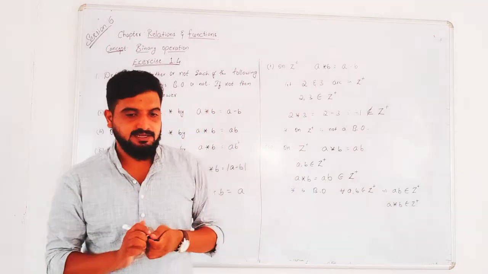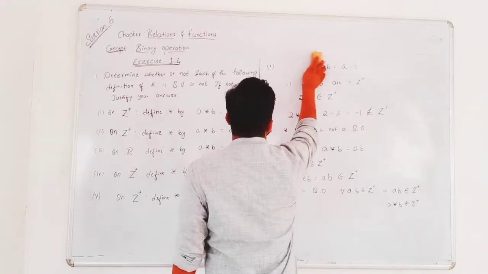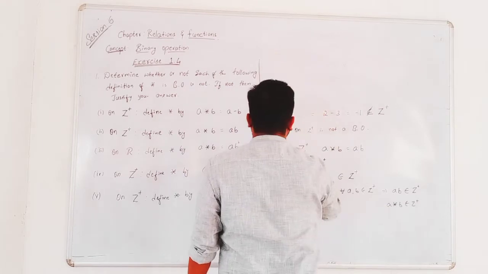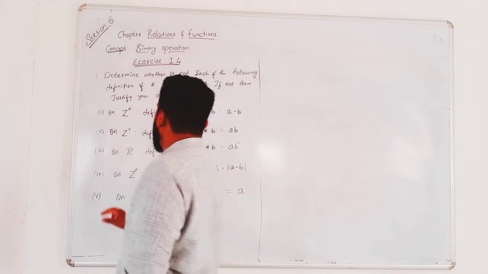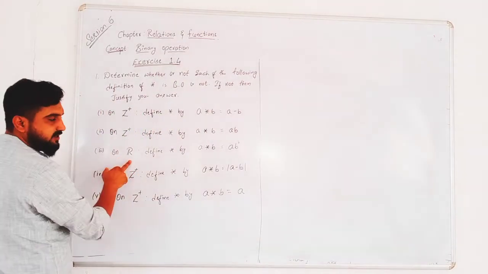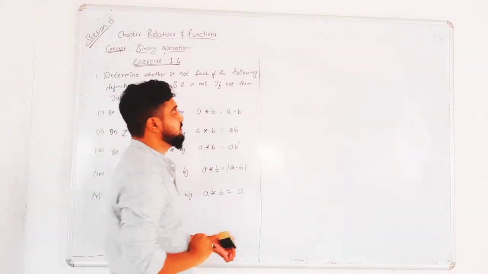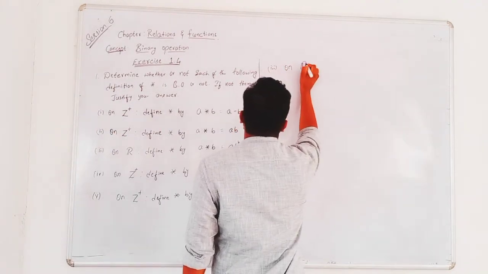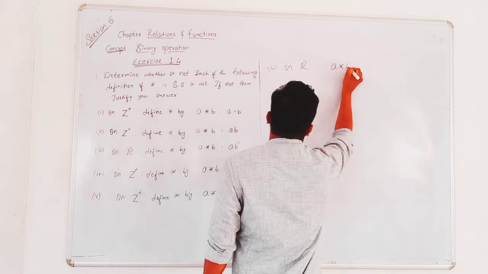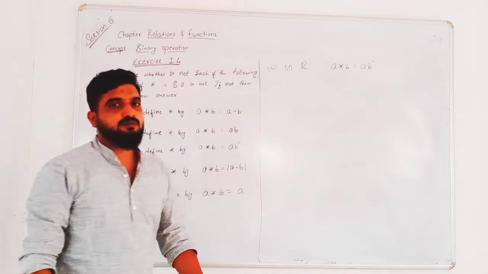So this is the second question. This is the third question here. The third question is defined on real numbers. On real numbers, star is defined as A star B is equal to A into B square. So the third one is on the real number set, A star B is given by A into B square. So we take one by one.